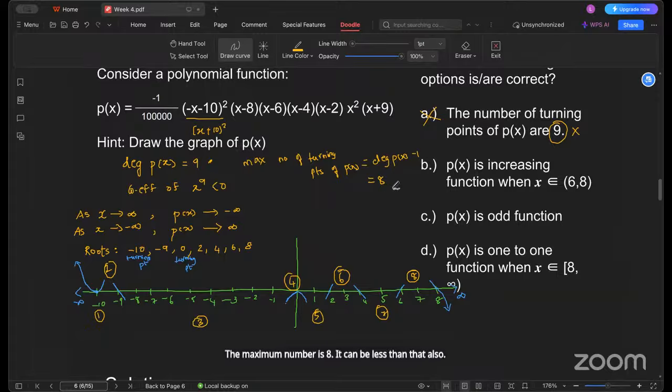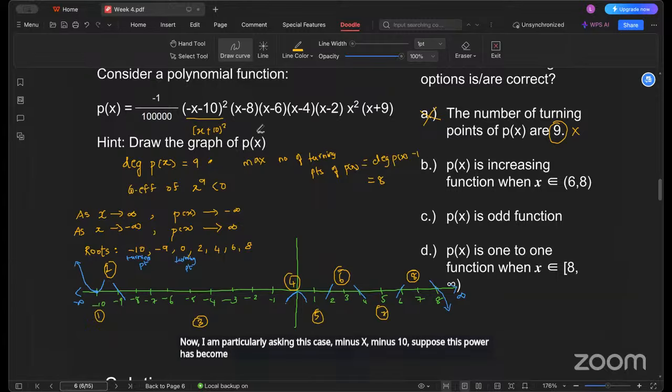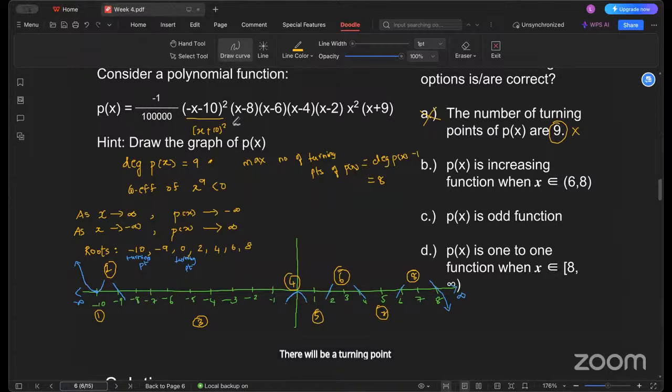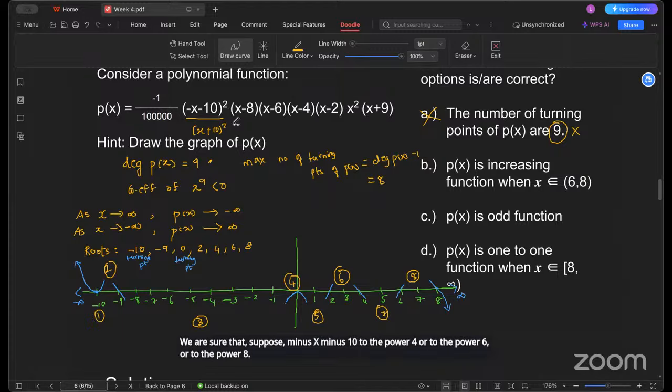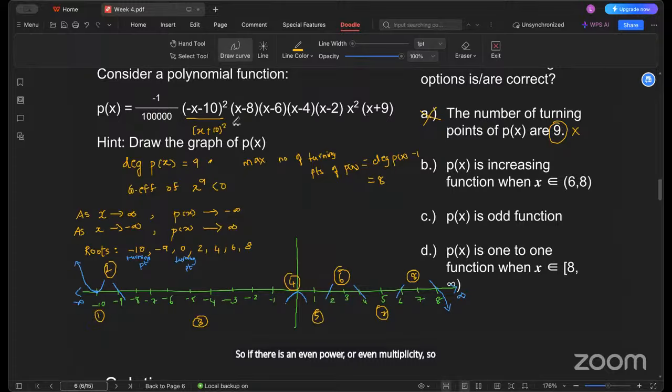No, ma'am, I am particularly asking about this case: minus x minus 10. Suppose this power has become even, not 2, like 4 or 6, any even. Then the multiplicity will be even only. So if there is an even power, there will be a turning point. My doubt is: we are sure that for minus x minus 10 to the power 4, 6 or 8, if there is an even power or even multiplicity, there will be a turning point for sure?